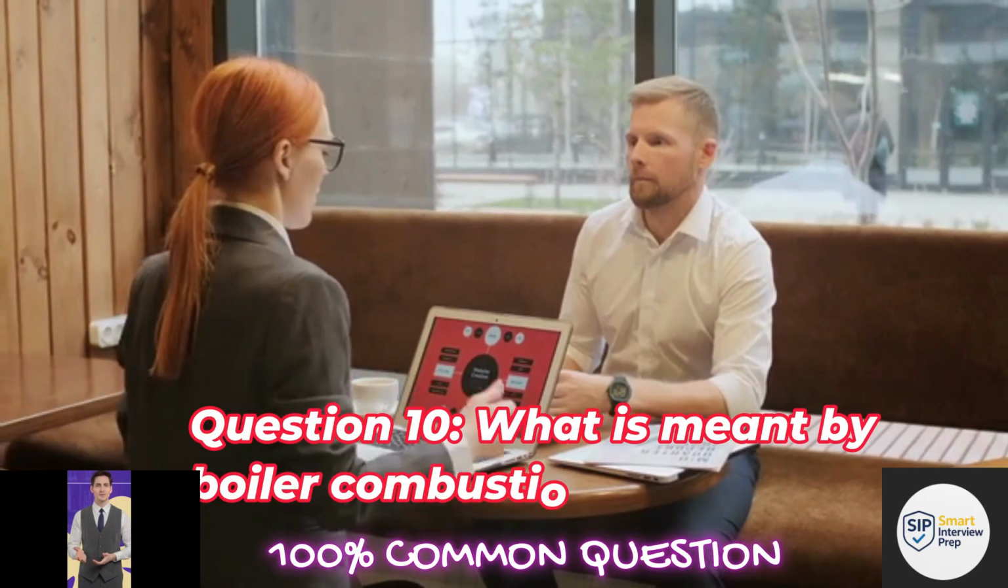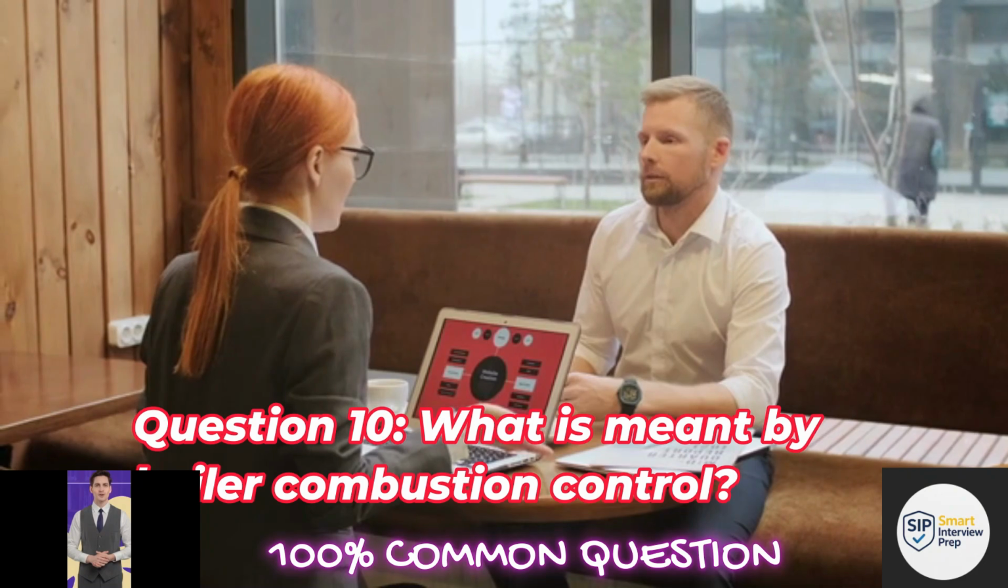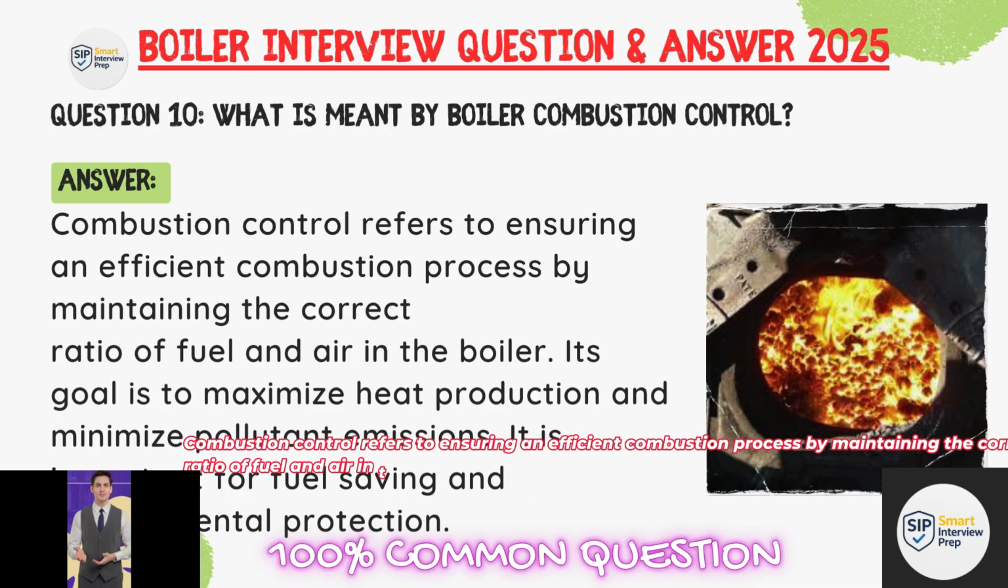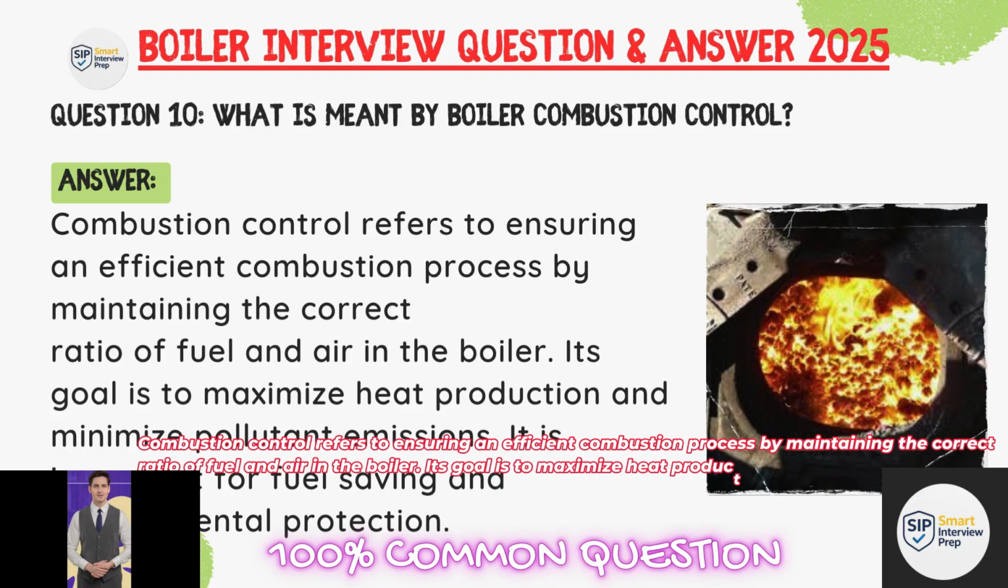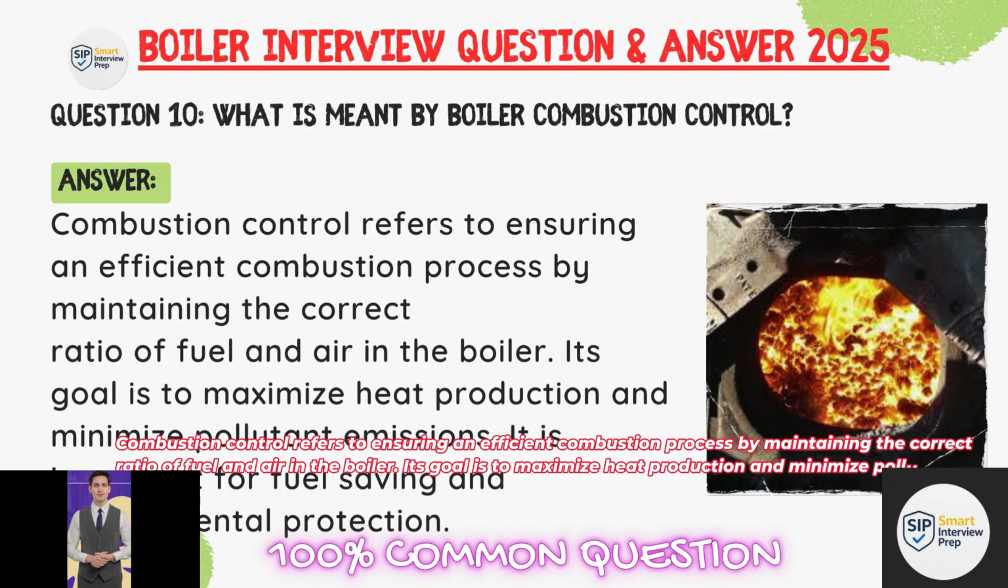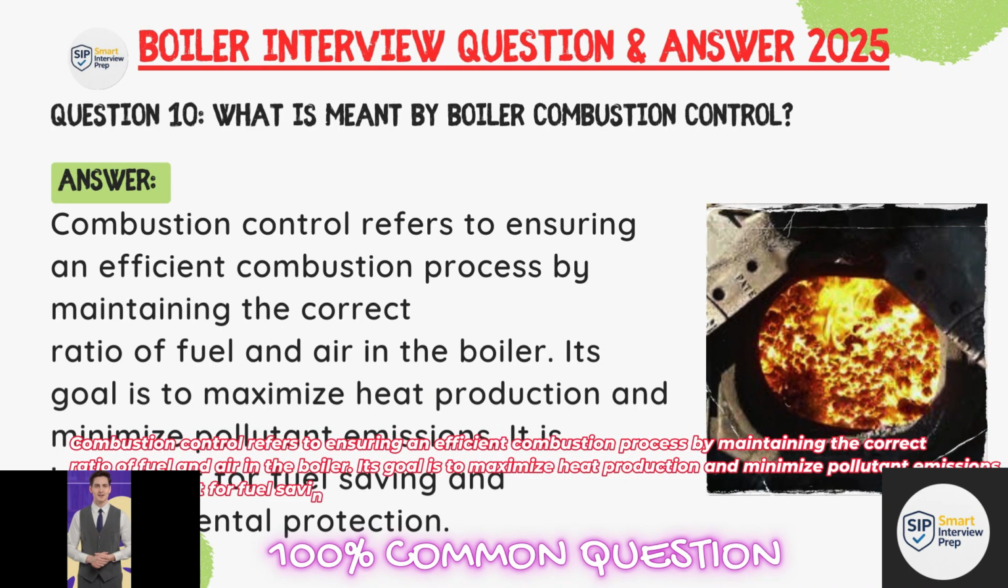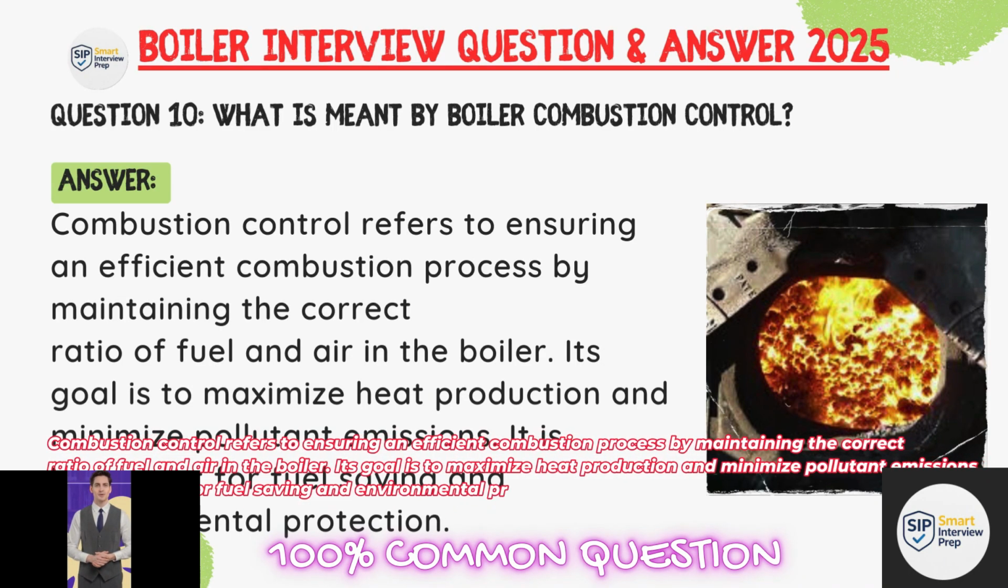Question: What is meant by boiler combustion control? Answer: Combustion control refers to ensuring an efficient combustion process by maintaining the correct ratio of fuel and air in the boiler. Its goal is to maximize heat production and minimize pollutant emission. It is important for fuel saving and environment protection.